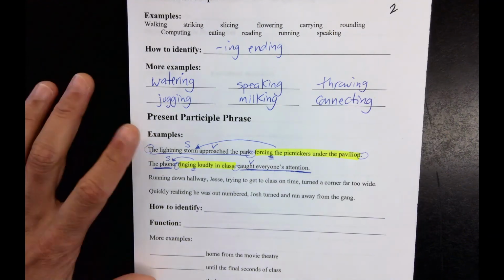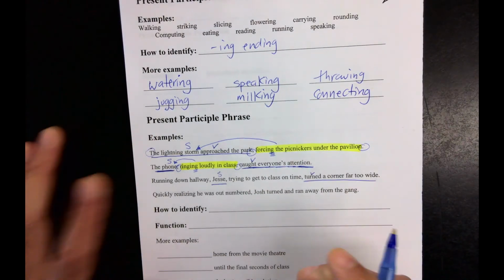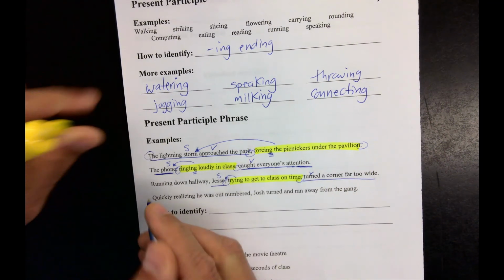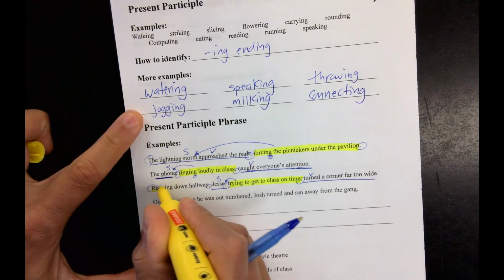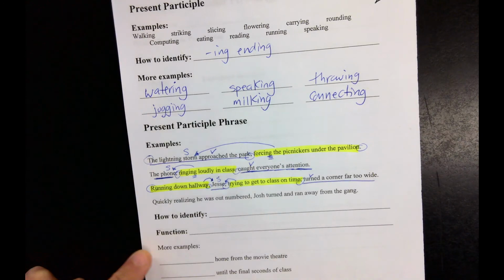Logan, what's the base clause in this next one? Jesse turned the volume far too loud. It could be true that Jesse turned. Medial position free modifier right here. ING head word, trying. Who is it that's trying to get to class on time? Jesse. We got two free modifiers here, one in the initial position and one in the medial position. They both go back and modify Jesse.